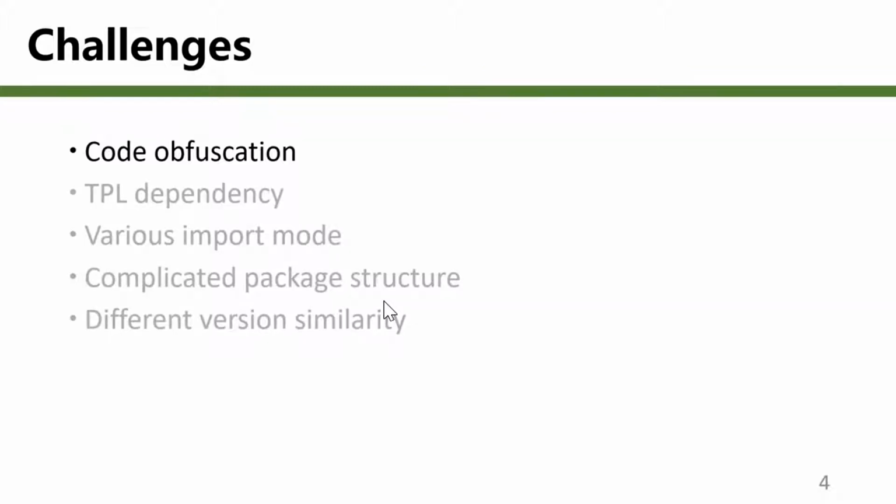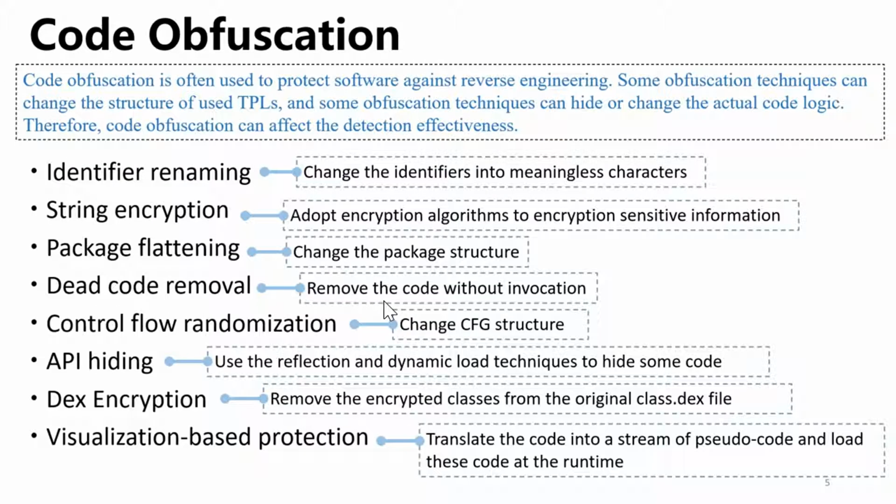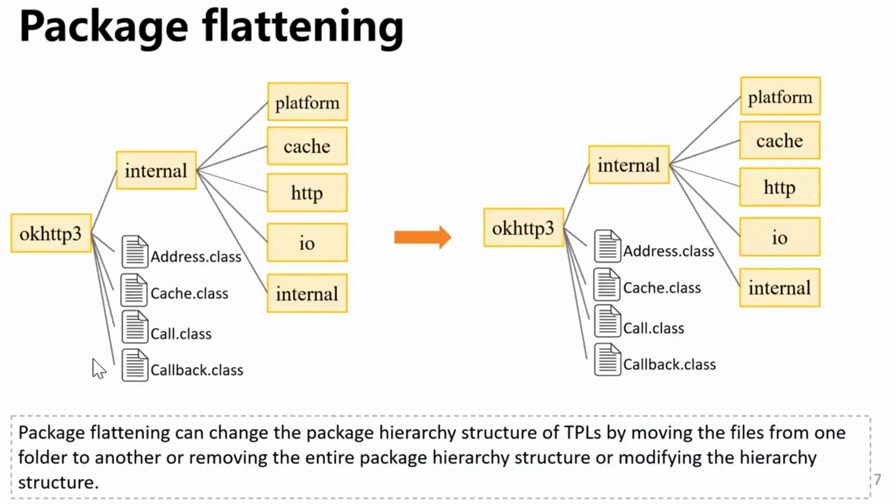The first one is code obfuscation. Code obfuscation is often used to protect software against reverse engineering. It can hide or change the real code logic. Therefore, it can affect the detection performance. Here we also provide some commonly used obfuscation techniques.